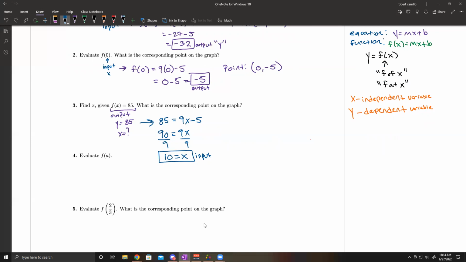So again, this one was backwards. We were given an output. Now we had to find an input. And again, what point does this make? This is the point 10, 85.